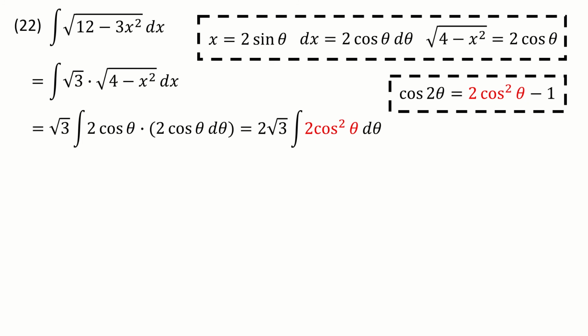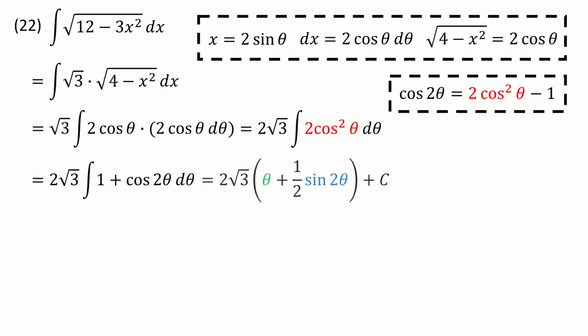Here we use the double angle formula for cosine 2 theta. Then we plug in to replace this squared term colored in red. And then we just integrate it term by term. So we got here. Next, we need to convert this function from theta to x. Go back to our substitution. So we have sine theta equals x divided by 2. Then we can solve for theta, which is arcsine of x divided by 2.